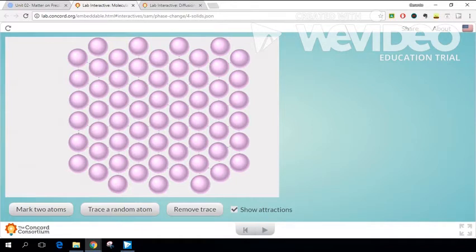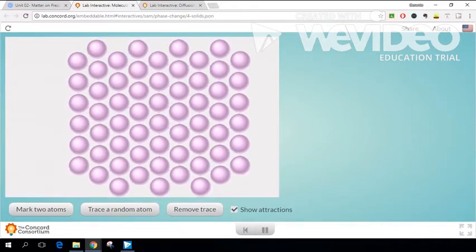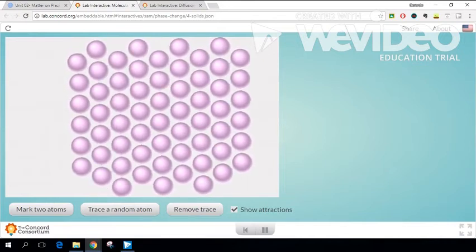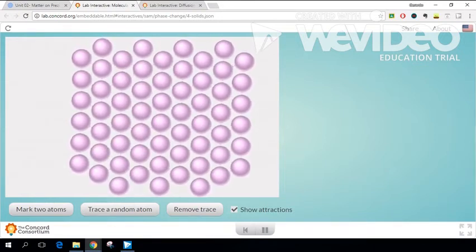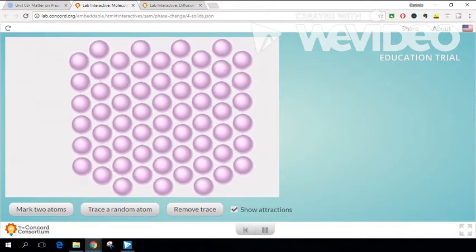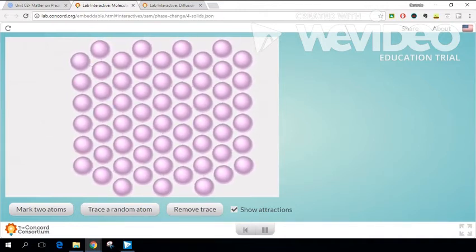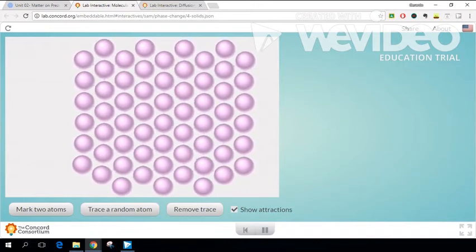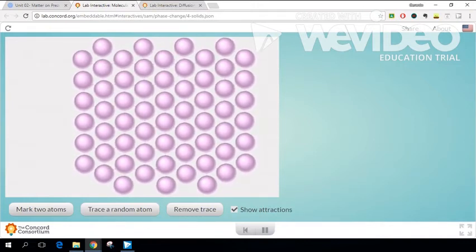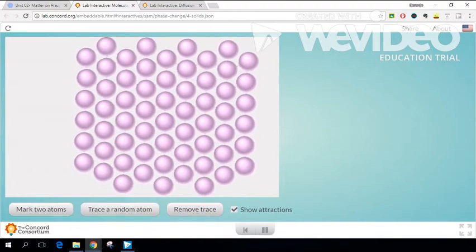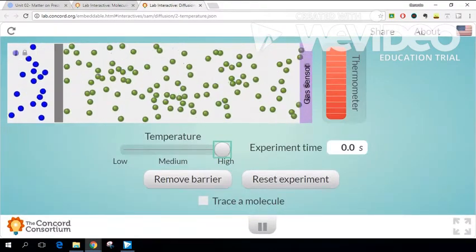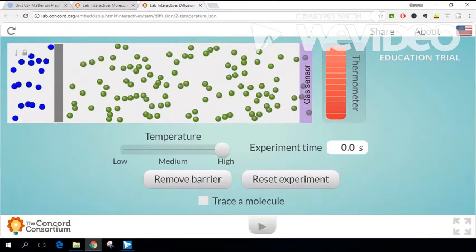Now, this simulation is paused, but once I play it, notice that the particles all start vibrating around. They're moving around a little bit, but they're not going anywhere. And this is what the particles of any piece of matter will do at the molecular level. They're always in constant motion, and that amount of motion, the amount of energy that they have, that's what we measure for temperature.